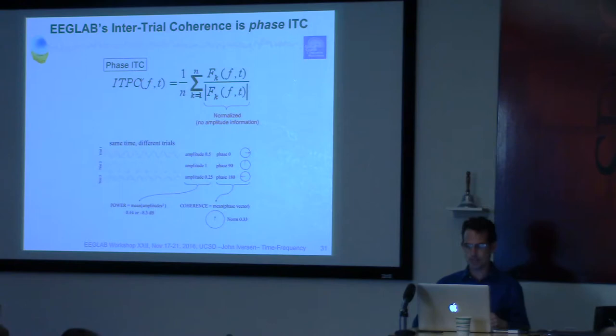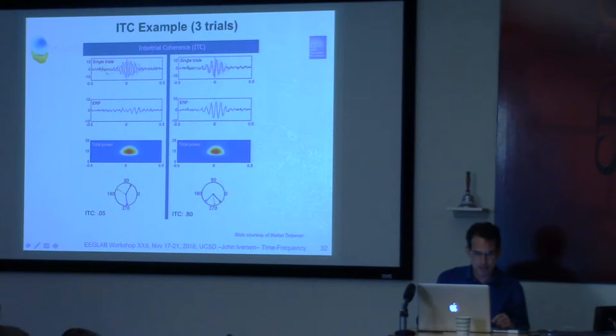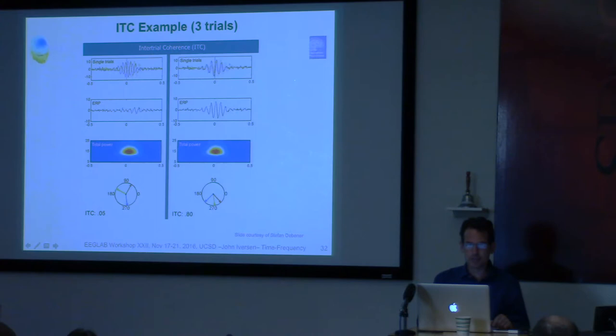So here's an example for three trials. Let's look on the left here. With these three single trials, in this case, they all show a burst of energy, but you can see that the phases of the red, green, and blue curves are not aligned. Contrast that with this case on the right, where you see the same increase in power, but the phases are aligned. Point one is that the ERP cares about phase alignment. When the phases are not aligned, we don't get a large ERP. When the phases are aligned, we get a large ERP.